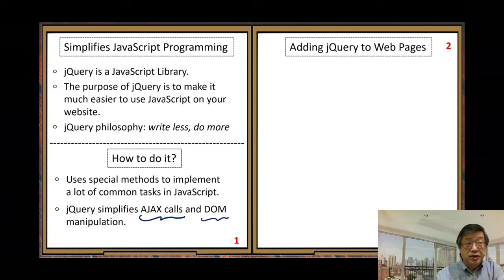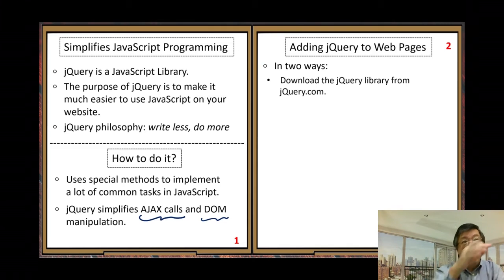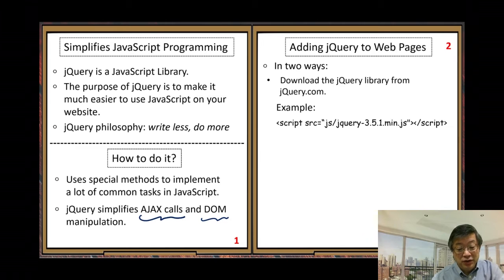All right, so next, we need to add jQuery to web pages. So how to do it? Here, there are two simple ways. The first way, we just download the whole jQuery library from the website. That library is not very big. Actually pretty small. It's hard to imagine such a powerful JavaScript library. The code you need to download is quite small.